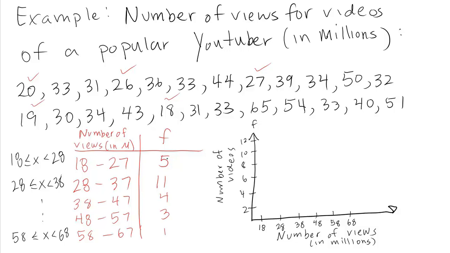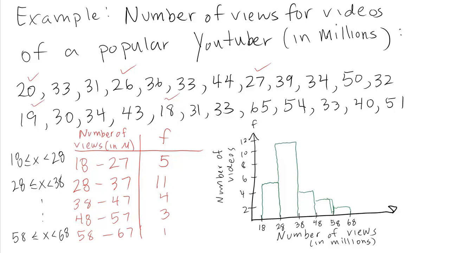My first class has a frequency of 5. Halfway between 4 and 6. There's my first class. Next one has a frequency of 11. And then 4. 3, halfway between 4 and 2. I missed my spot there. And then 1. And again, we get a visual representation of the grouped frequency distribution.